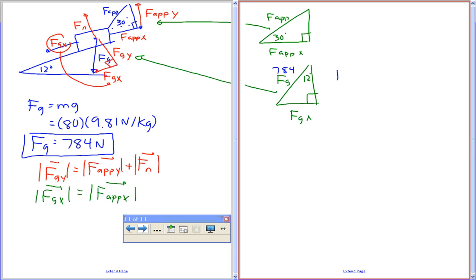I'm going to say that FGX equals 784 times sine 12 degrees. Technically, if you want to be mean with me, you can say, Mr. Sadler, if you divide that by sine 90, that is sine law. Sine 90 is actually equal to 1, if you want to be mean, technically. Can someone please do 784 times sine 12? Oh, goodness. 163?